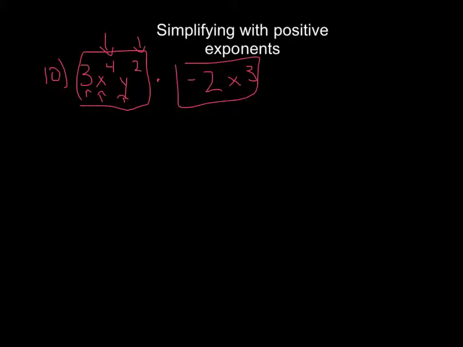So when we go to simplify this, we're going to first look at the coefficients, which is the 3 and the -2. Since we're multiplying these, we multiply those and we get -6.